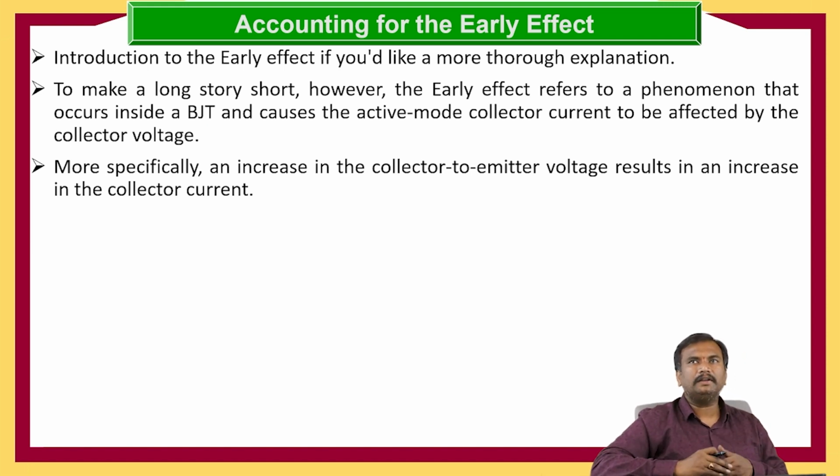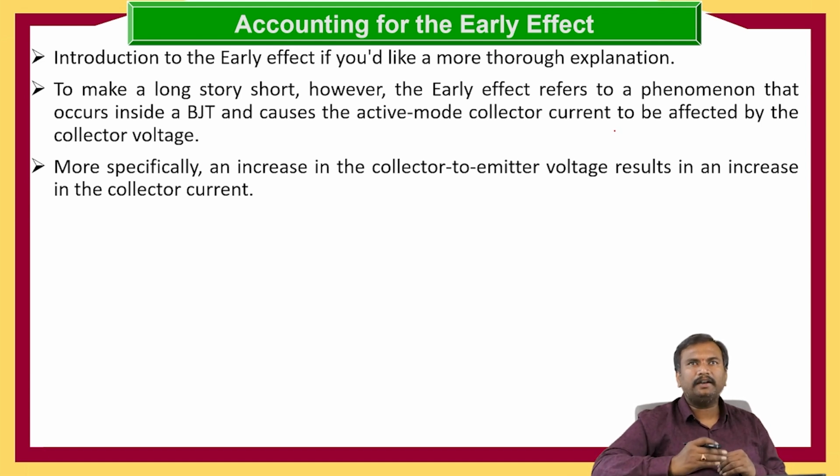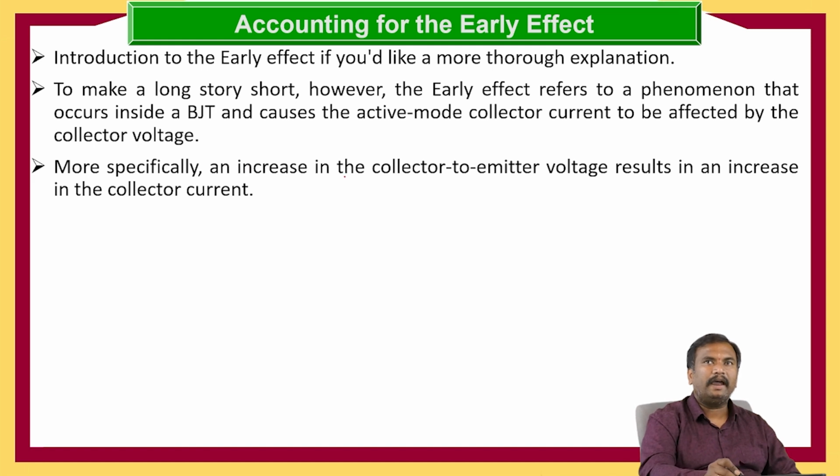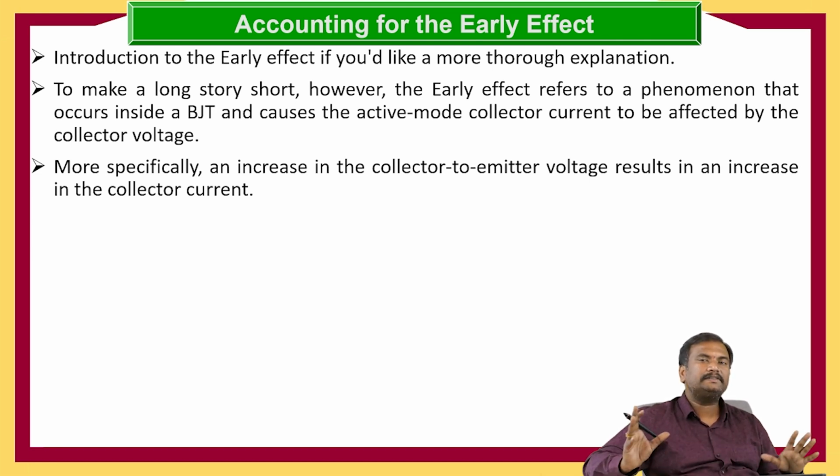Early effect is the phenomenon that occurs inside the BJT and causes the active mode collector current to be affected by the collector voltage. More specifically, an increase in the collector to emitter voltage will result in an increase in the collector current. So when we increase the VCE, the collector current increases abruptly.